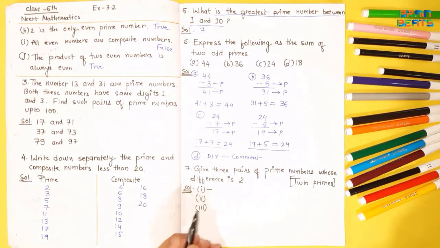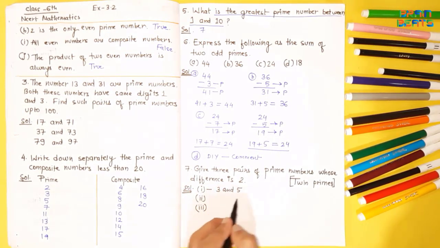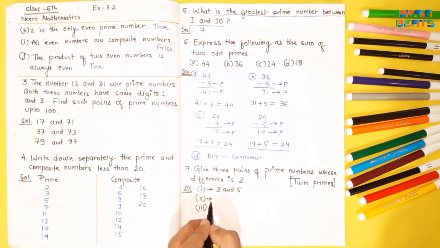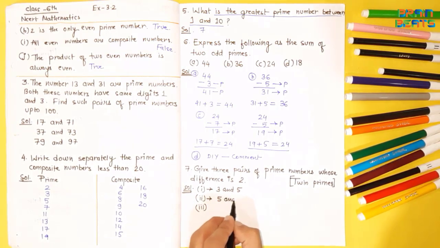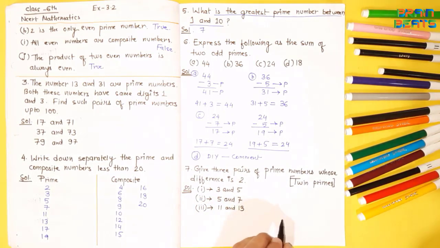We can see that 3 and 5 have a difference of 2. Difference means if we subtract, we will find 2 as the answer. So 5 minus 3 is 2. The next one, 5 and 7. And the next one we will write 11 and 13. So these are the twin primes.